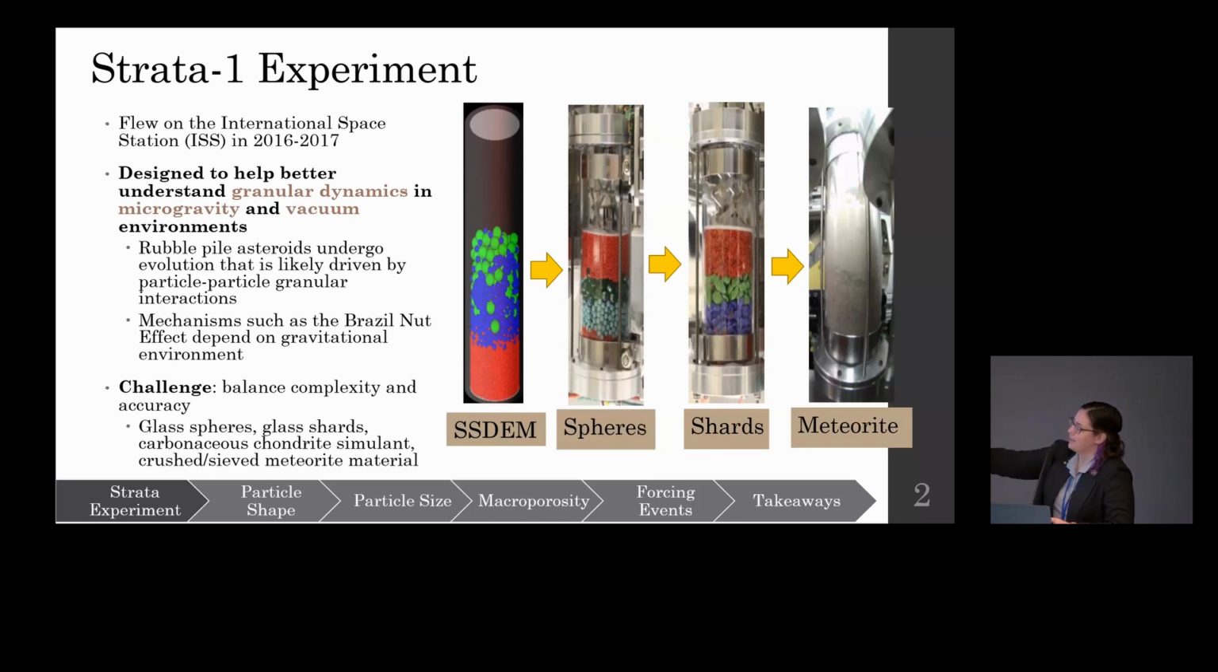And so instead, we're going to focus, at least for this talk, on the spheres and shards in the middle there. We have color-coded by size, red smallest to green largest, glass spheres and shards. Otherwise, we're just varying the particle size and the particle shape, and we can observe each of those. So that's how we collect the data that we're looking at here.